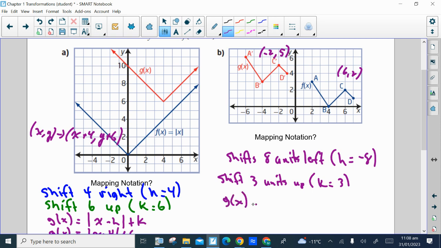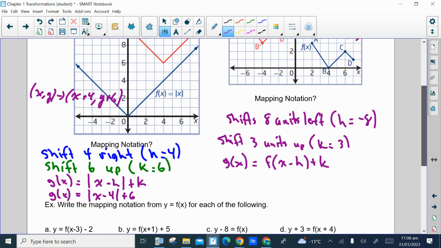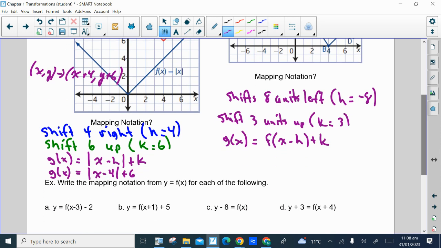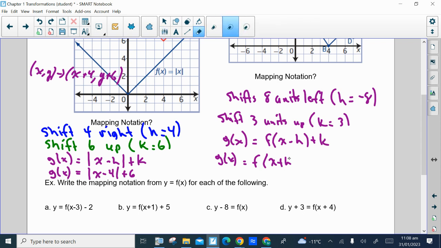So g at x is a transformation of f at x, and if we put our h and k parameters in there, remember, h is hooked directly onto the x with a plus or a minus. Whatever happens to the x happens to the x minus h. In this case, it's in brackets after the f. The k is outside the brackets. And when you put a negative value in for h, the minus becomes a plus positive. So it's become x plus 8, and our k value is positive 3.